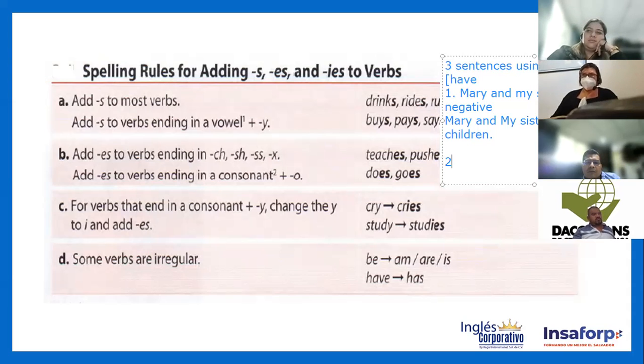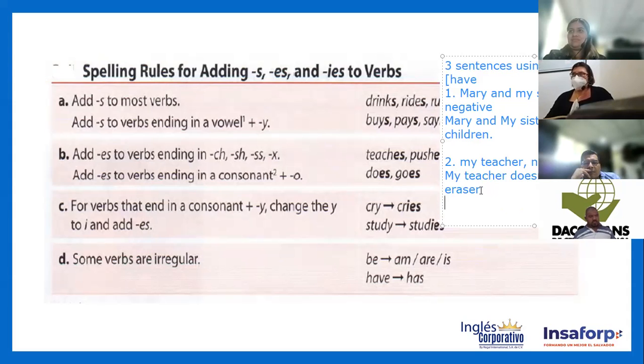Ok, hagamos another in negative. Hagamos otro utilizando my teacher. Ok, y la vamos a hacer negativa. ¿Cómo nos quedaría that sentence? Veamos. Ok, muy bien, Alberto. Your sentence is correct. Una oración utilizando ahora my teacher y la forma negativa del verbo have. Okay, very good, Alberto. Ahí tenemos the correct answer utilizando el doesn't, right? Nosotros estamos refiriendo ya sea a ella o a él. My teacher doesn't have.